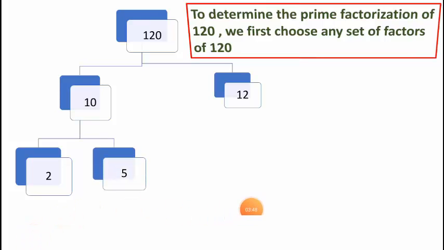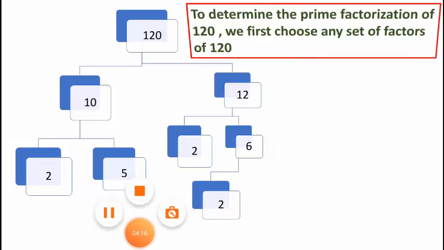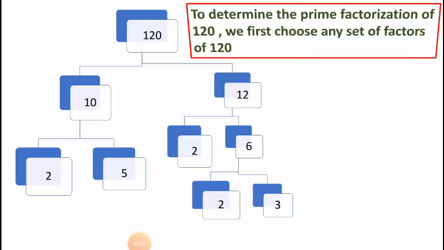In the same manner we will do for 12 also. While splitting 12 into its factors, we can express it as 2 and 6. Now again we can see that 6 is not a prime number, so it will be split again and expressed in terms of its factors. The factors of 6 will be expressed like 2 into 3. Is it clear, as visible on the screen?